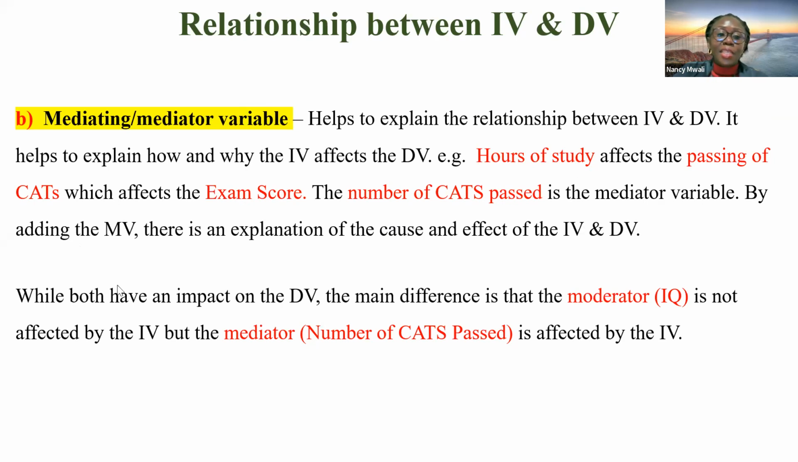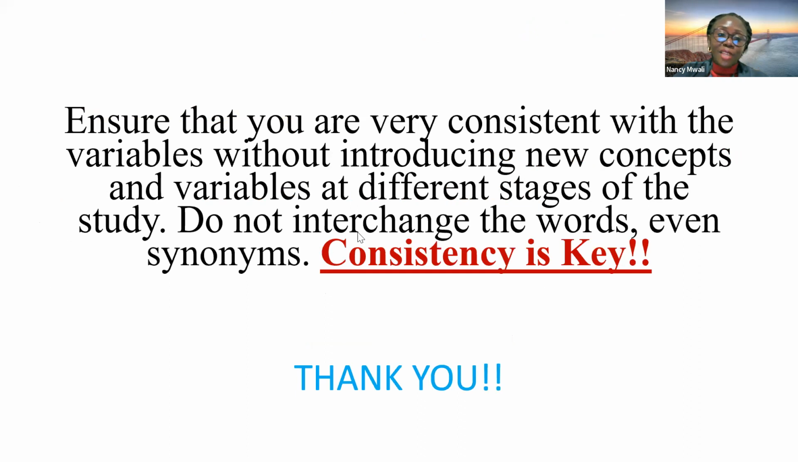By adding the mediating variable, there's an explanation of the cause and effect between these two variables, while both have an impact on the dependent variable, which in our case is the score. The main difference between the two is that the moderator variable, in this case IQ, is not affected by the number of CATs passed. So I will leave it at that point.